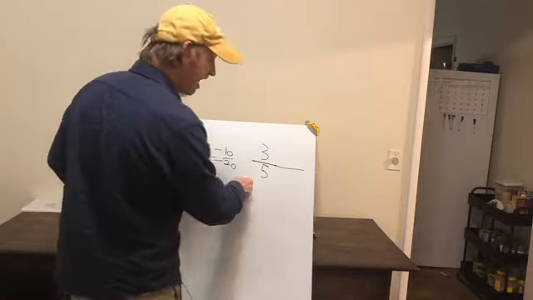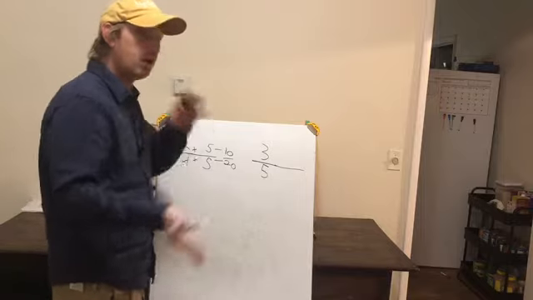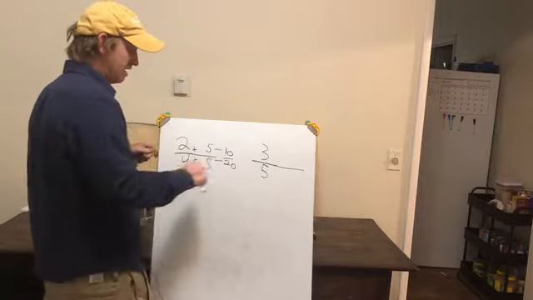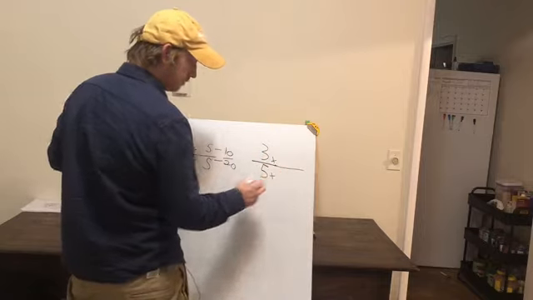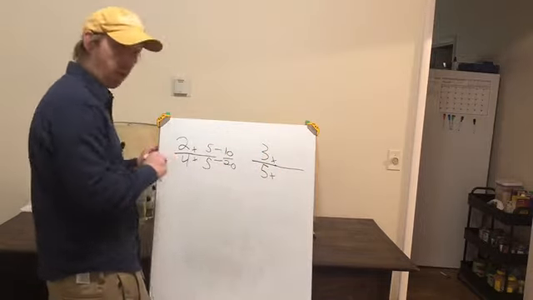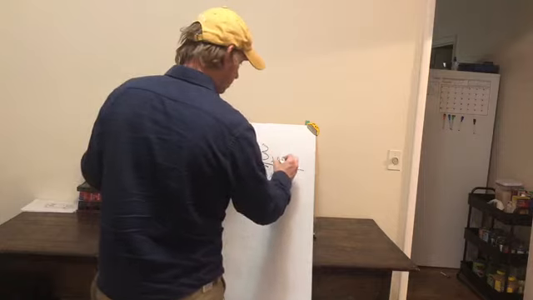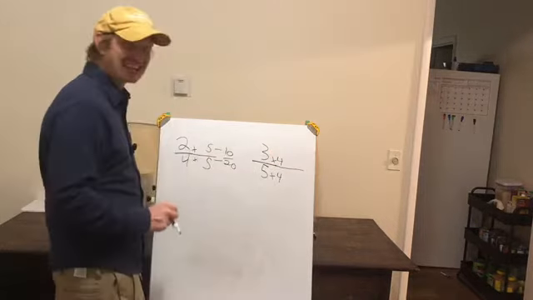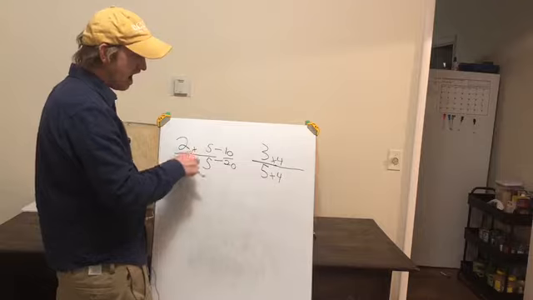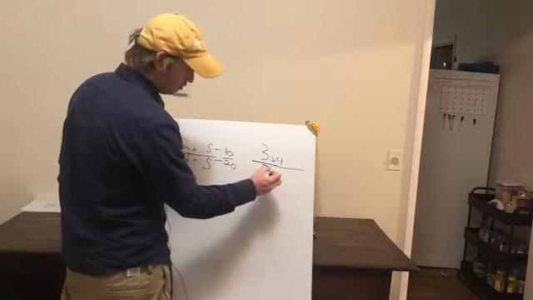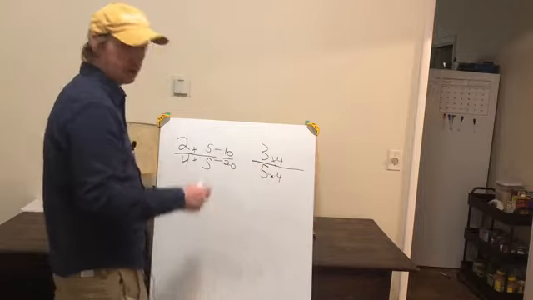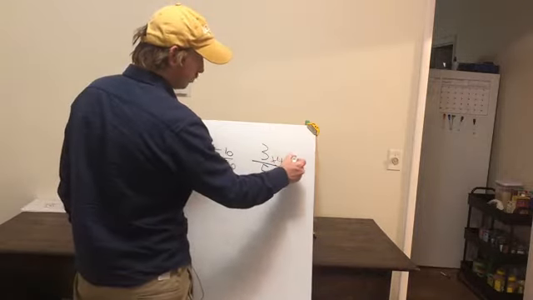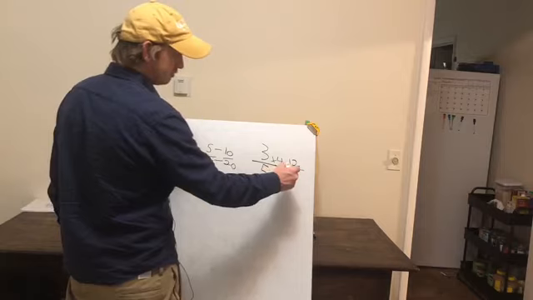Then on this side, I'm going to do the same thing, but reversed. I'm going to multiply both sides by 4, because that's what the denominator is on the opposite side. Make sure that you can tell it's an x. So now we get 3 times 4 is 12, and 5 times 4 is 20.